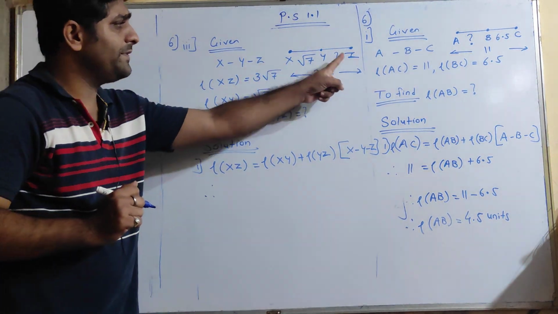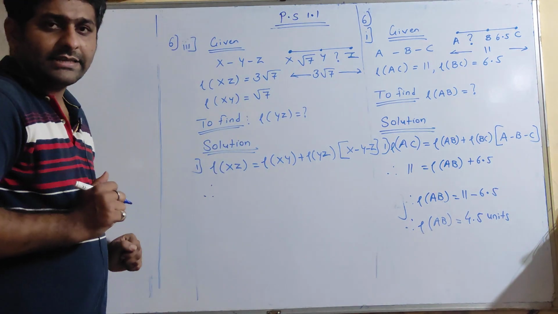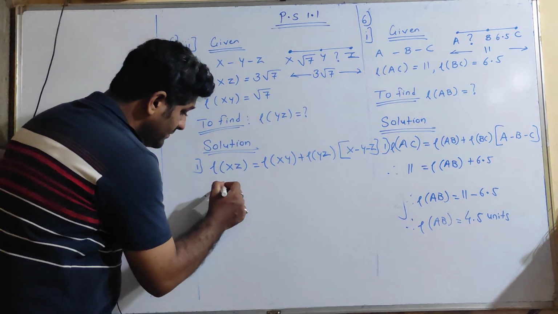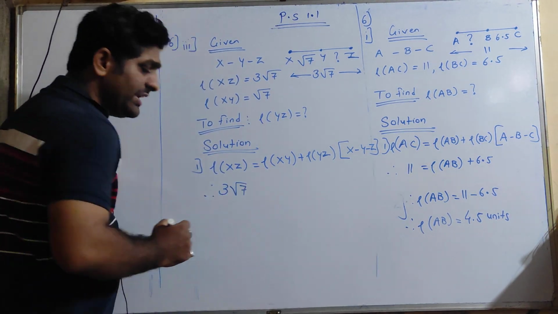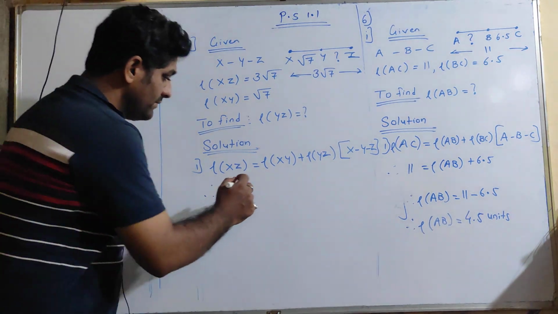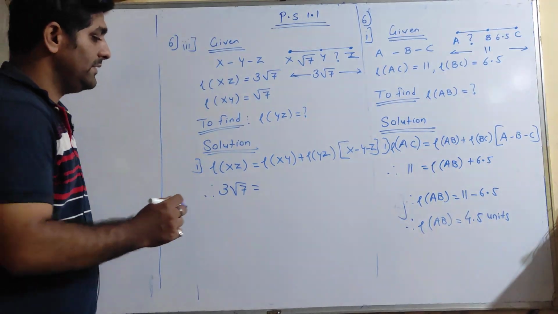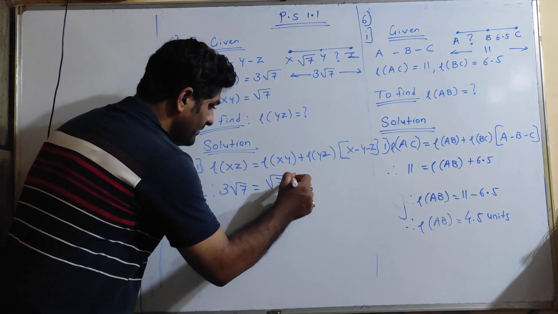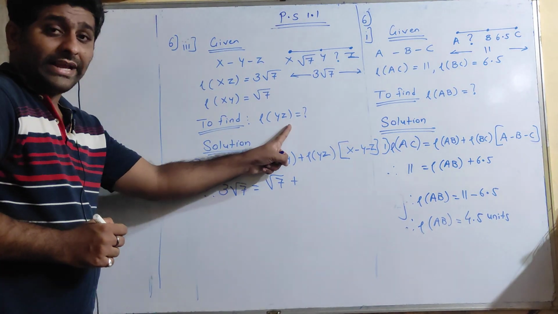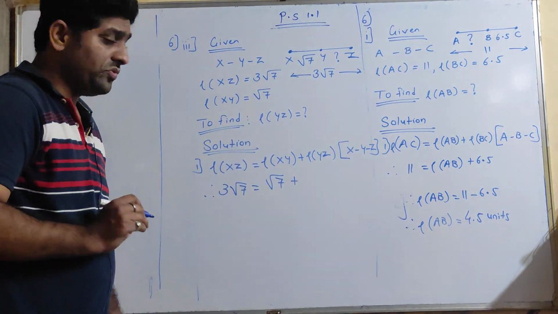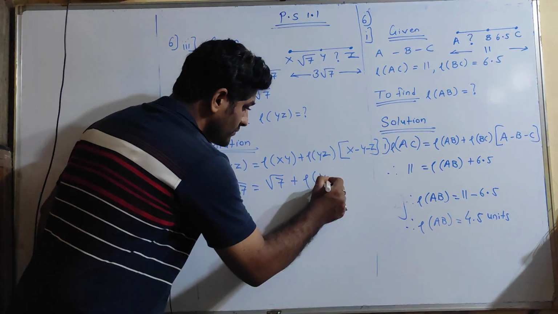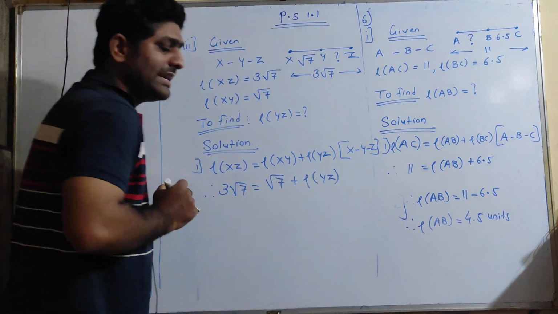The next step is substituting the value. So according to the figure, XZ is 3 root 7. So 3 root 7 equals XY, which is root 7, plus YZ, they have asked you to find. So I'm writing it as it is.